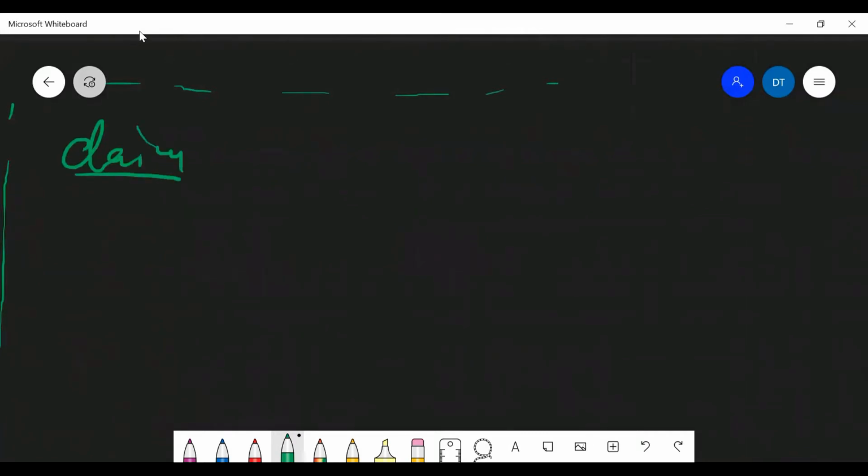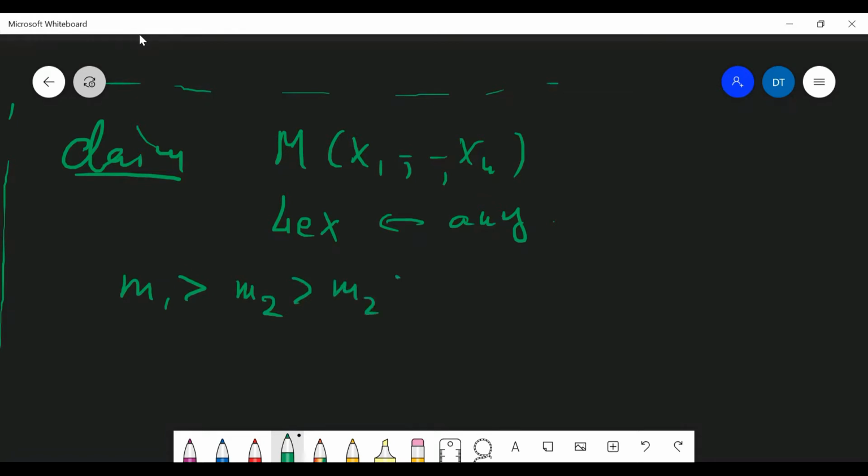Well, suppose we have this set of monomials in several variables. And we fix any lexicographical ordering. This means that we have any ordering of the variables. And suppose that we have a strictly decreasing sequence of monomials, m1, m2, m3, etc., where all these are just monomials. And this is a comparison with respect to this ordering.